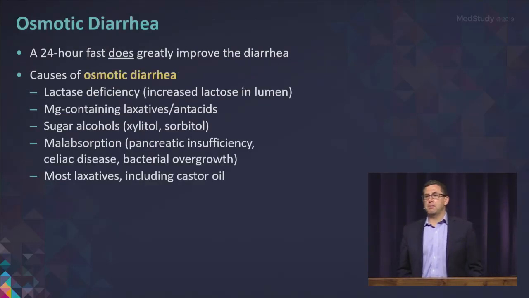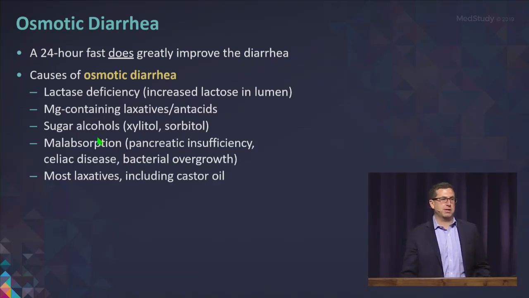Osmotic diarrhea, the key thing about osmotic diarrhea is that a 24-hour fast improves the diarrhea in contrast to the secretory diarrhea. So causes of osmotic diarrhea, where there are unmeasured osmoles in the lumen of the gut, would include lactase deficiency. You're going to see increased lactose in the lumen. Magnesium-containing laxatives, sugar alcohols, malabsorption, so pancreatic insufficiency, celiac disease, and bacterial overgrowth could all be associated with malabsorption, which would lead to unmeasured osmoles in the lumen.